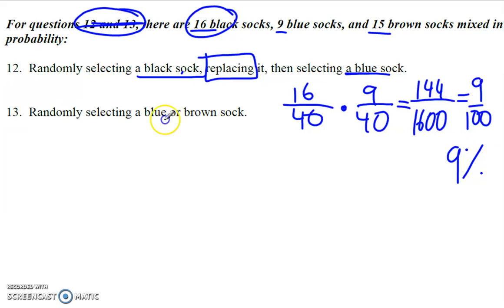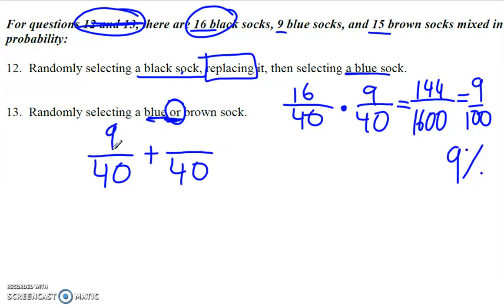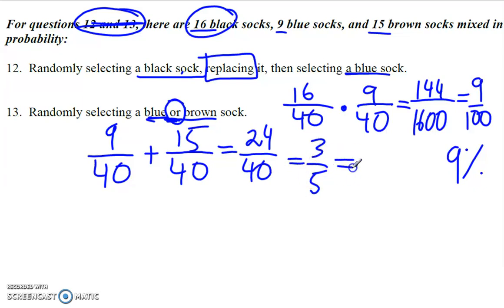Randomly selecting a blue or brown sock. Again, out of 40, we're adding this time. Blue, we have 9 socks, and brown, we have 15. So there's a total of 24 out of 40. Remember to simplify your fractions. That is 3/5 or 60%.